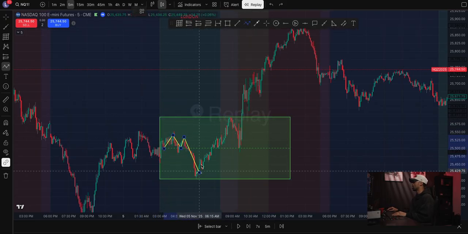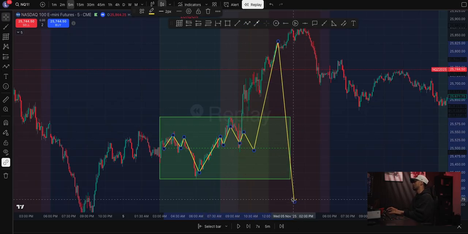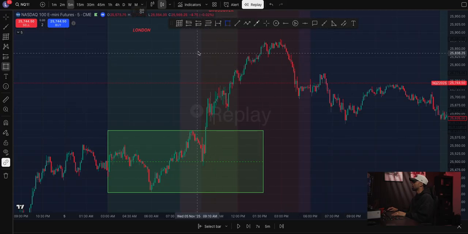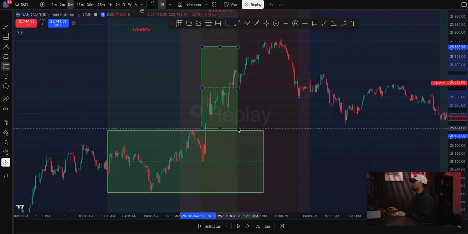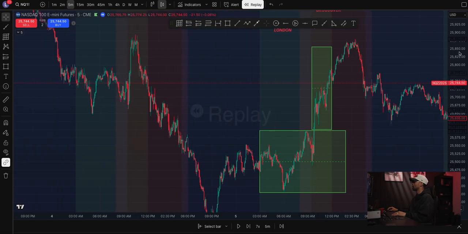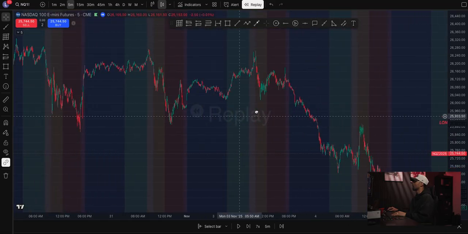It's just going sideways. It's not moving. No real big ups and no real big downs in London session typically. But what we see is inside of this brown box is where all of the volume typically happens. The market shoots up and up and up, or shoots down, down and down. Let me show you a different example.